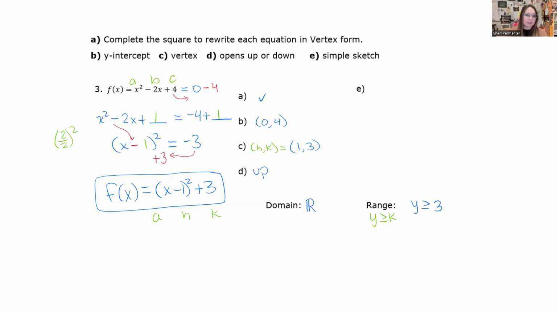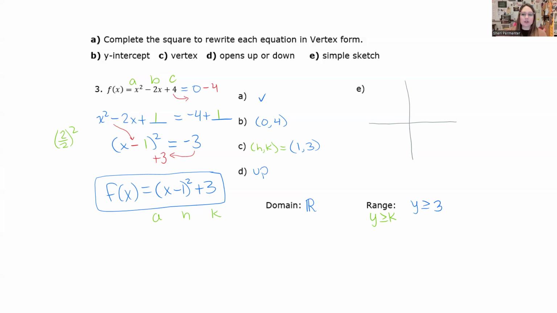To make a simple sketch, it is going to be just that, a simple sketch. I'm going to put an x and a y axis. All that I need to see on your graph is that you know how to plot a y-intercept and you know how to graph a vertex point. We're just estimating, okay? Nothing is labeled. I'm not going to scale the graph. This is just a simple sketch, so it doesn't have to be perfect.